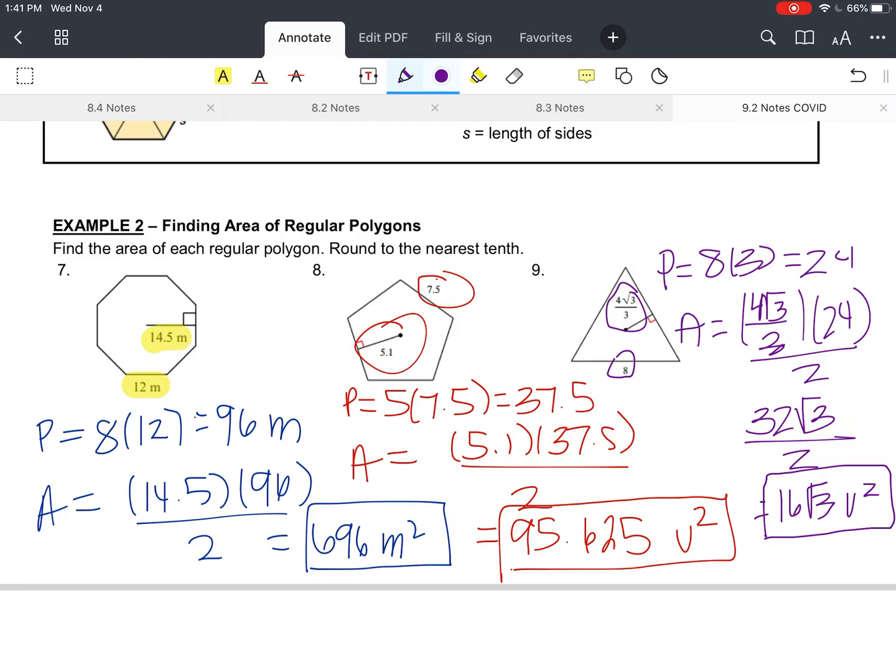So that's it for area of regular polygons, circles, and other quadrilaterals and triangles that we know. We're going to take this and apply it later to irregular polygons and different compound figures or composite figures.